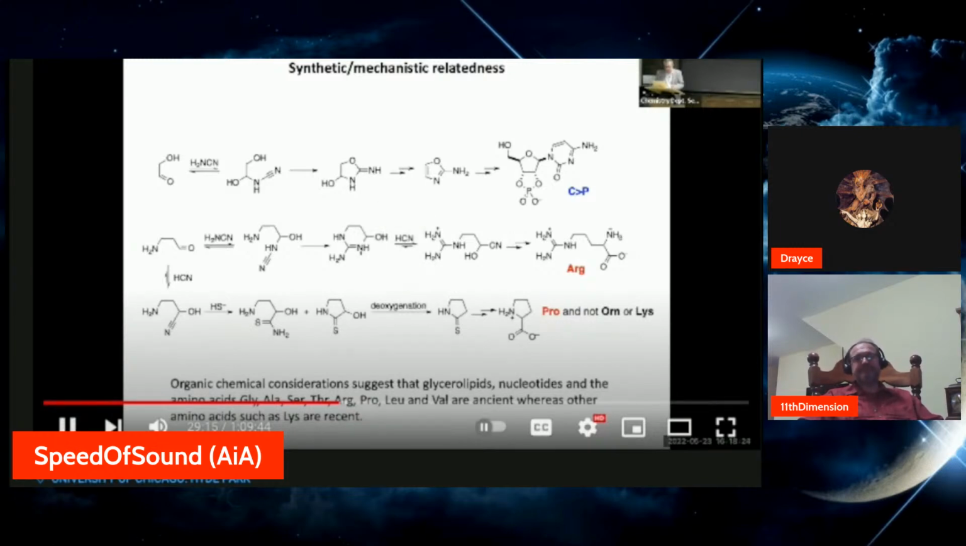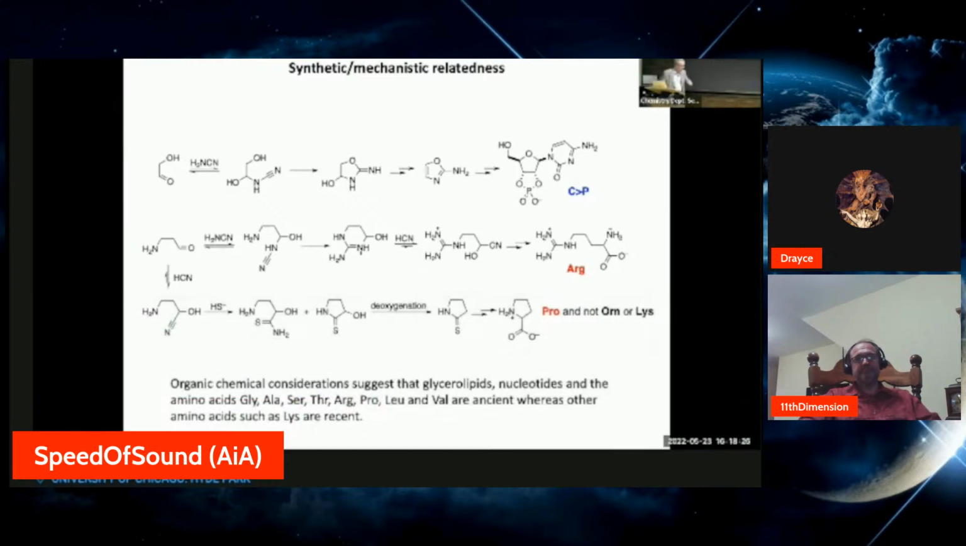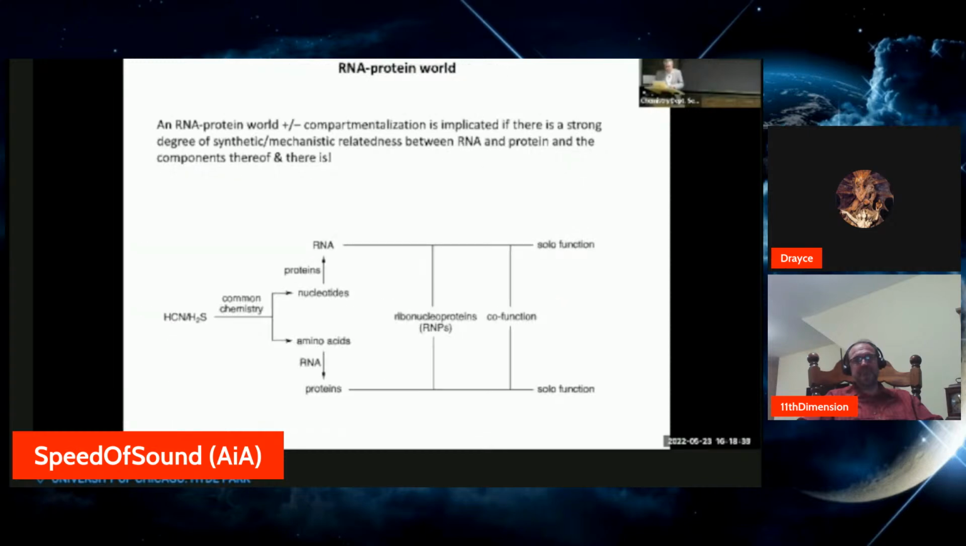Okay, moving on. We think the most ancient amino acids are Gly, Ala, Ser, Asp, Arg, Pro, Leu, and Val, and we think those are more ancient than amino acids such as lysine, the aromatic amino acids, cysteine, methionine, and so on. We actually think that all of the subsystems that I delineated at the outset are connected and related. But the two that show the strongest connection are the amino acids and the nucleotides, or RNA and proteins. They seem to be so heavily connected that we have to consider them in more detail.